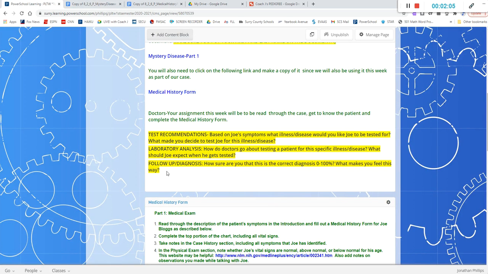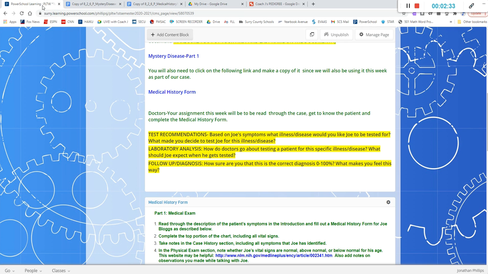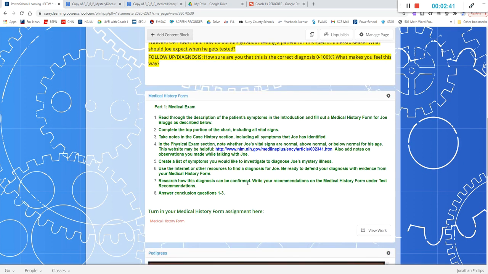So then we're going to look at the follow-up or diagnosis. How sure are you that this is the correct diagnosis? Let's say that we diagnose Joe with multiple sclerosis. How sure are you, 0 to 100%, that this is what Joe has? Do you think it could be anything else? And what makes you feel this way? So that's what I'd like for you to explain there. Okay, so in this section right here, how sure are you that Joe has the disease that you researched? Okay, then we'll keep reading. This is kind of pertaining to this up here, so that's already been taken care of.